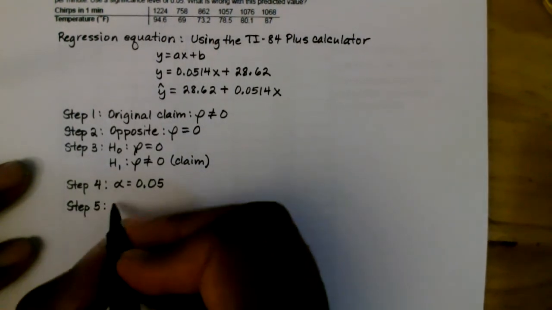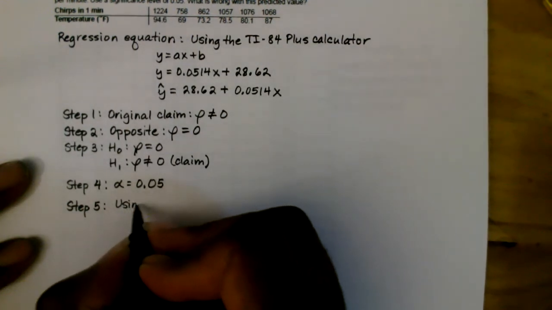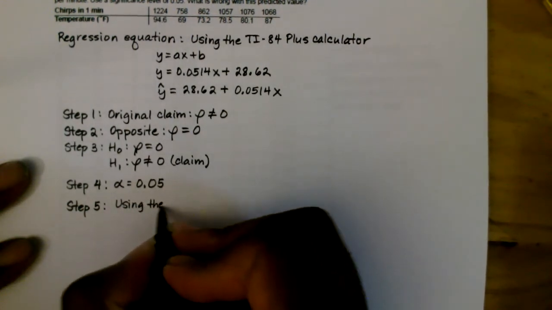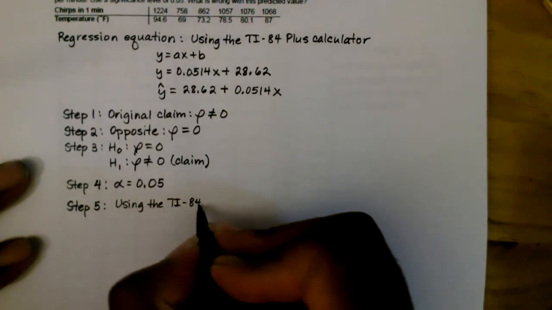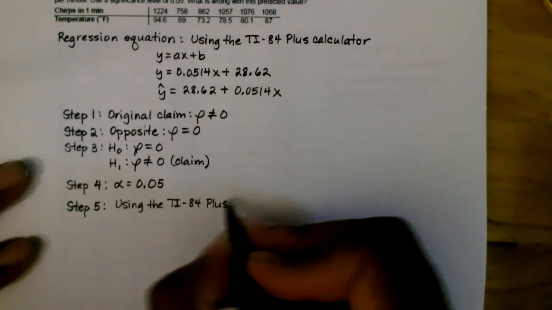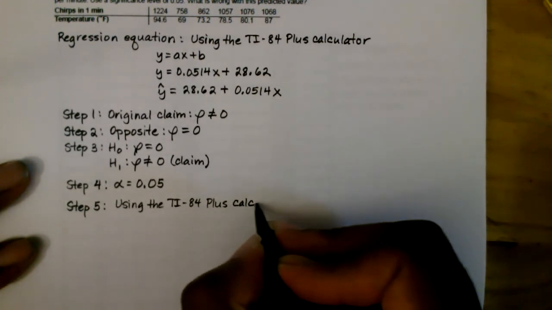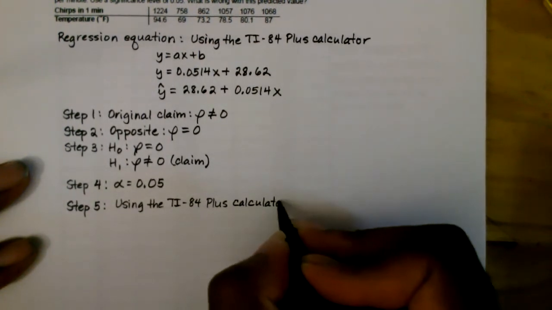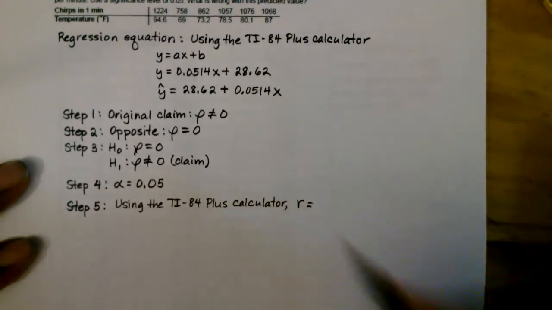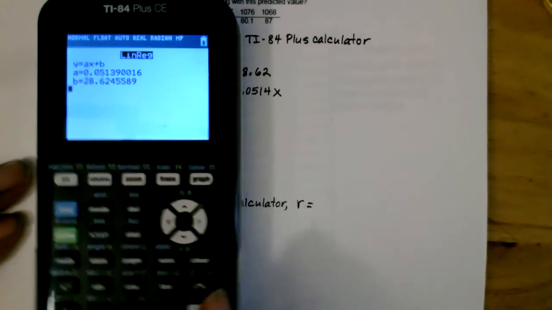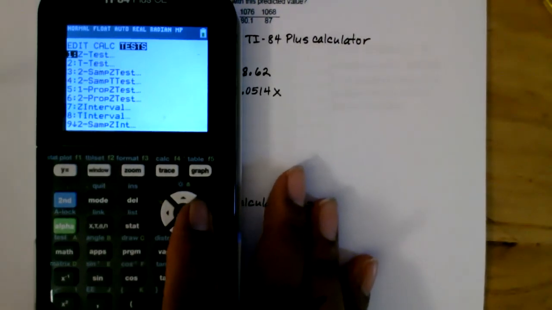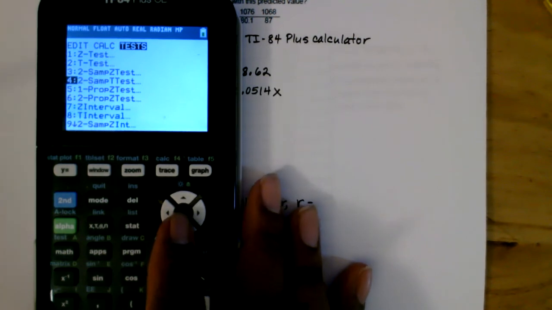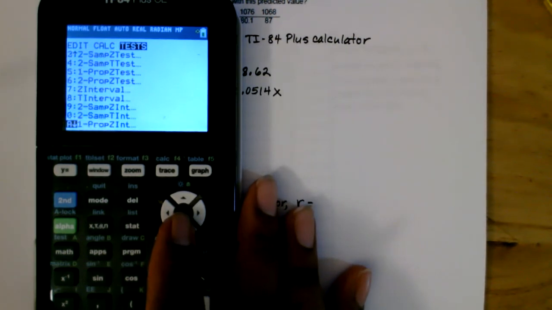Now, step number 5, that's where we'll use our TI-84 or 83 Plus calculator to come up with our linear correlation coefficient, which is, of course, r. The way we do that is press the STAT key, right arrow to TESTS, use your down arrow key to find LinRegTTest.